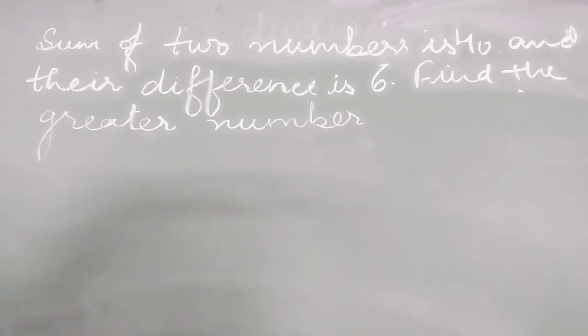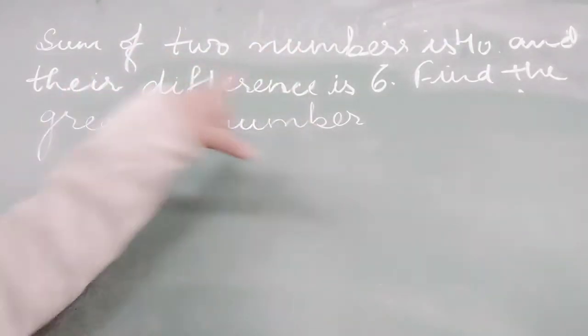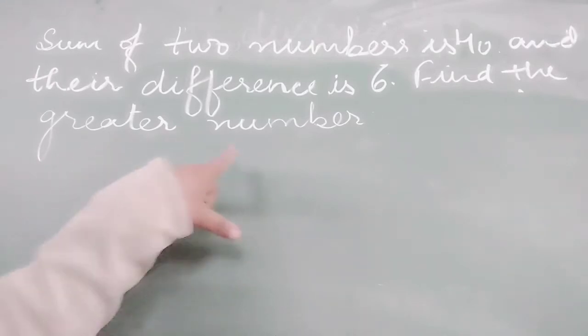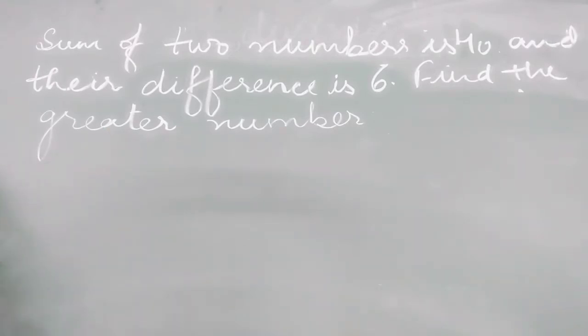Today I will give you some tips to solve competitive questions quickly in seconds, which are based on the sum, difference and product of natural numbers. For example, the sum of two numbers is given as 40 and their difference is given as 6. Find the greater number. To find the greater number, what do we have to do?